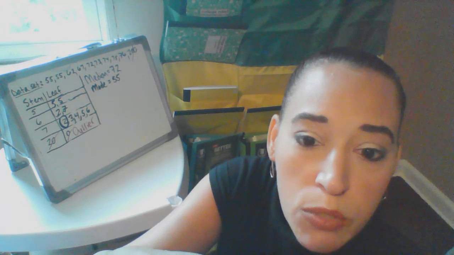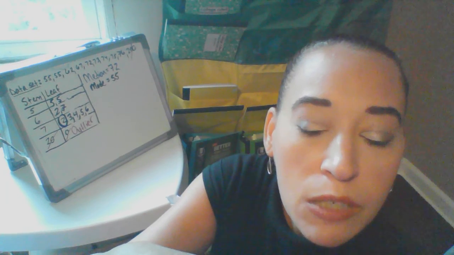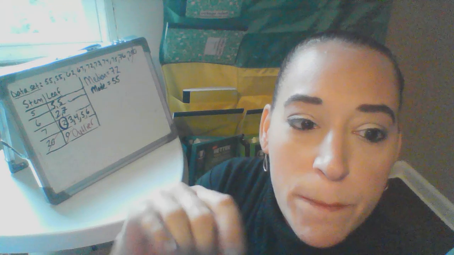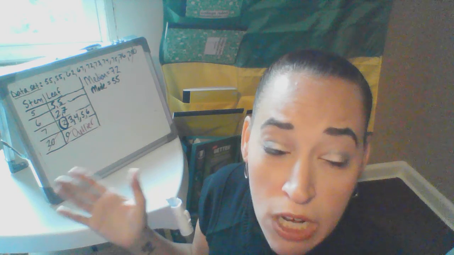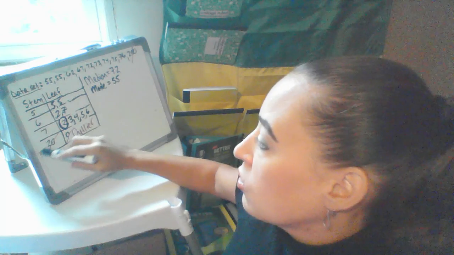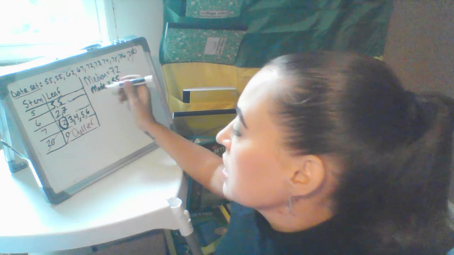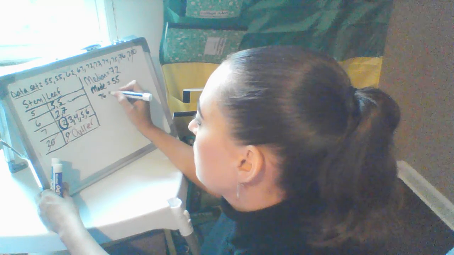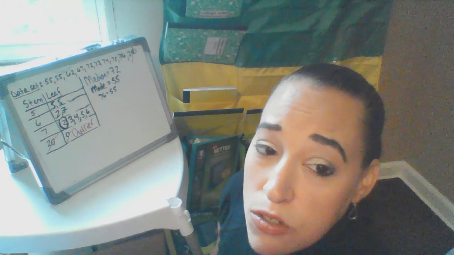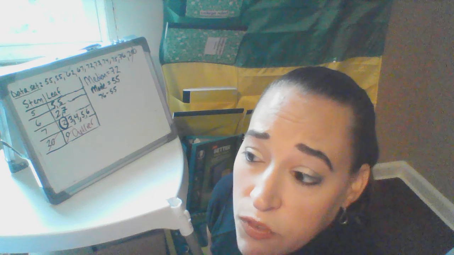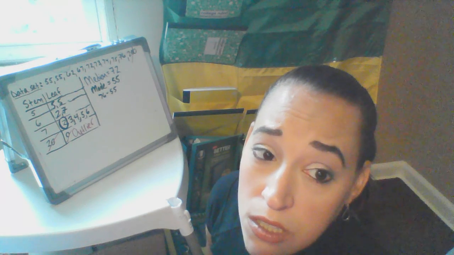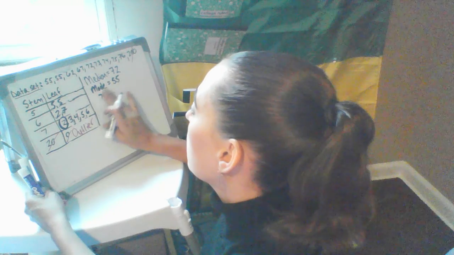It says my computer's dying, so hopefully it won't die while I'm videoing. I take my biggest number and I subtract my smallest number from it. Remember, I crossed off the outlier. I'm not using that outlier. So my biggest number is 76, and I'm going to subtract 55 from it. You might want to use your calculator. So 55, 65, 75 would be 20, so 21. So it's 21.